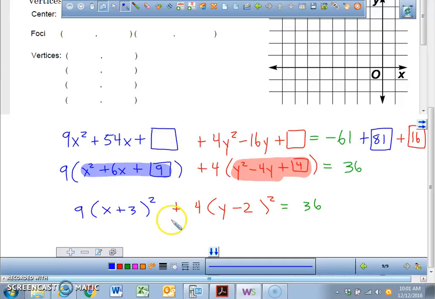You complete the square. Now, the pattern is this. 3 plus 3 is 6, and 3 times 3 is 9. Negative 2 plus negative 2 is negative 4. Negative 2 times negative 2 is a positive 4. It's another way of looking at it.